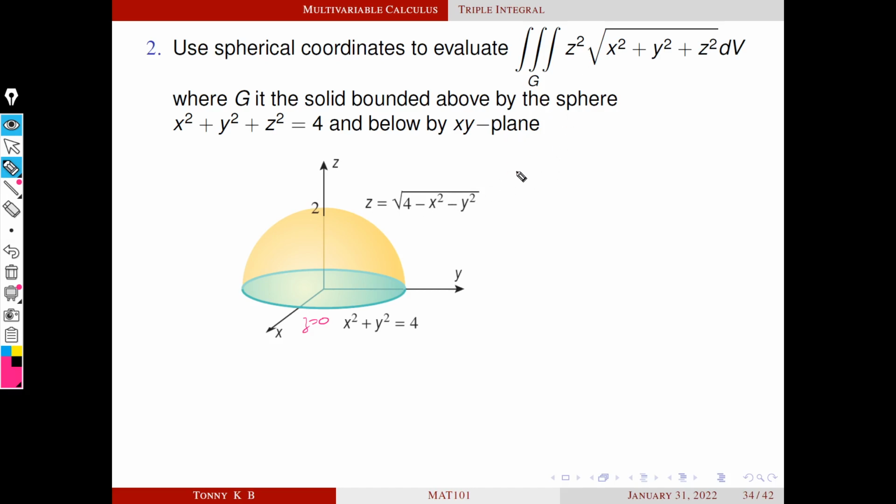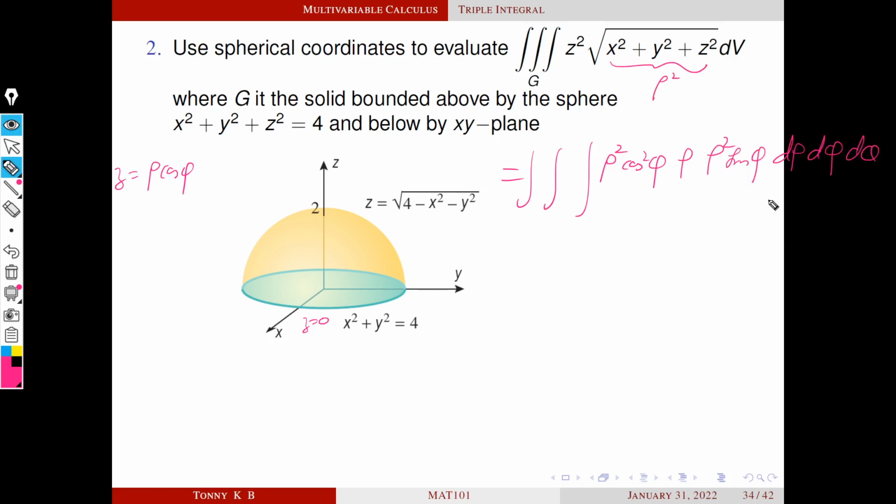So we have to set up this integral in terms of the spherical coordinate system. What is z square? We know that z is equal to rho cos phi, so this becomes rho square cos square phi. And x square plus y square plus z square is rho square, so its positive square root means 1 rho. And dV is rho square sine phi d rho d phi d theta. So one rho square is here, one rho is here, one rho square is there. The total is rho raised to 5.